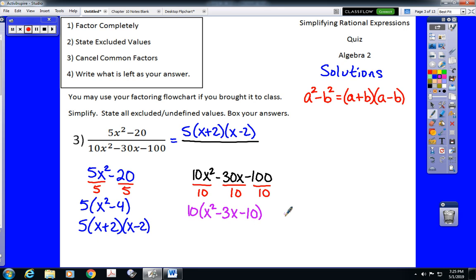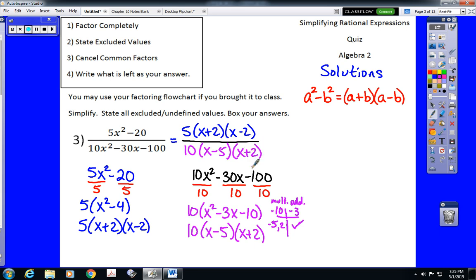From there, we're looking for a pair of numbers that multiplies to negative 10 and adds to negative 3. That is basic trinomial factoring. The numbers that multiply to negative 10 and add to negative 3 are negative 5 and positive 2. So that trinomial would factor into x minus 5 and x plus 2, which means our overall denominator factors into 10 times x minus 5 times x plus 2.